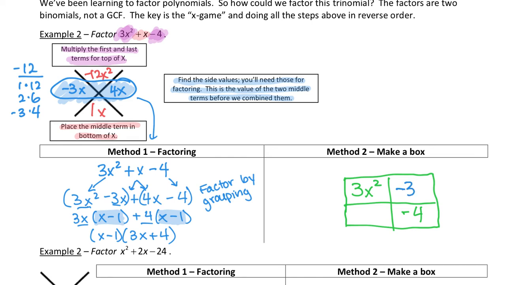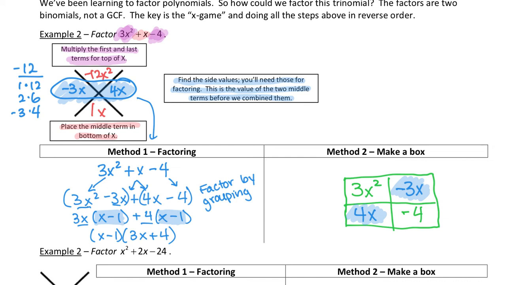It doesn't matter the order. So I've got negative 3x and I've got 4x here, and it doesn't matter which one. I could switch these around. I could have put the 4x up in the top and then minus 3x down in the bottom.